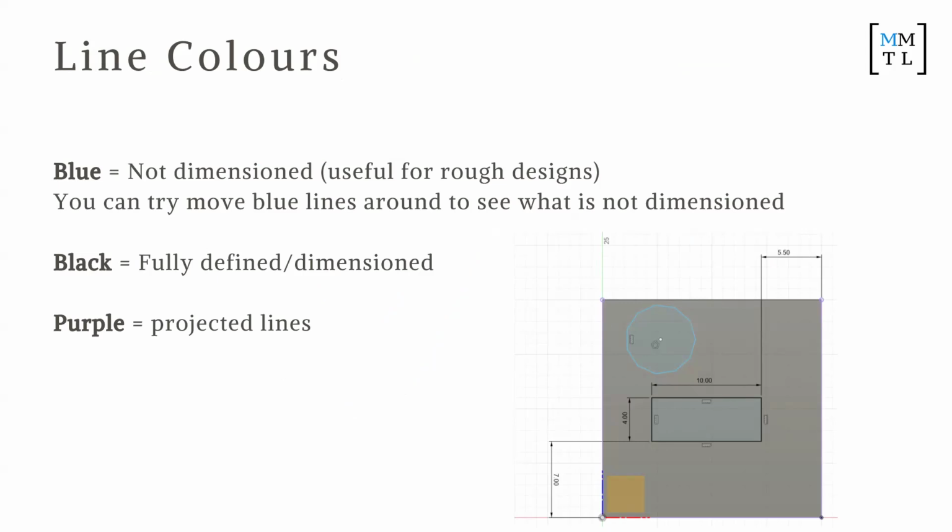Black lines mean that your sketch has been defined and the computer knows where it's supposed to be. And purple lines, something that we'll learn, are projected lines that project geometries from other shapes behind the sketch plane. The other line that I'll talk about is construction, because I'm seeing a lot of construction lines.